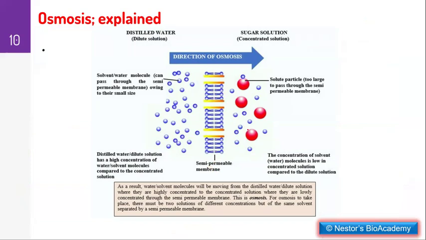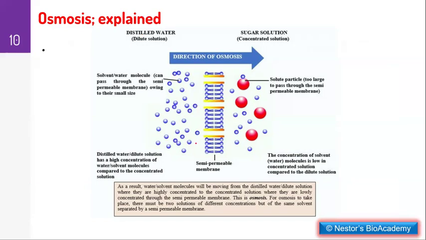And the semi-permeable membrane, remember, is going to prevent the movement of the solute molecules, because the solute molecules are too large. They're not able to pass across the tiny pores of the semi-permeable membrane. But the solvent molecules, the water molecules, are small in size, so they're able to pass across the semi-permeable membrane. So osmosis is always movement.